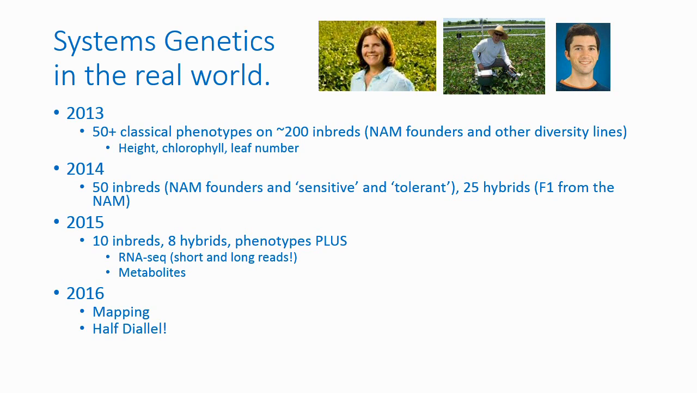And so here's our basic experimental design. In 2013, when we first did this experiment, we had 50 classical phenotypes and 200 inbreds, so more alleles. Then we wanted to look at what kinds of things were different in the ozone condition versus the regular condition. And then in 2014, we did 50 inbreds, 2015, fewer inbreds, more replications. And now in 2016, we're going to do a combination of both mapping in one part of the field and then a diallel, which we heard about from Will Valdar, in the other part of the field.